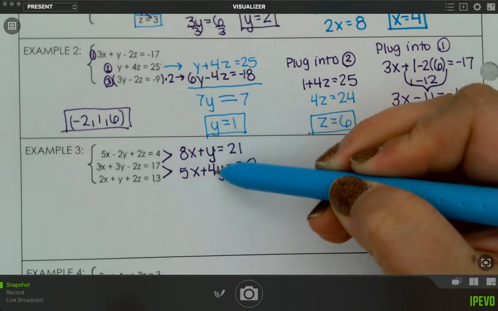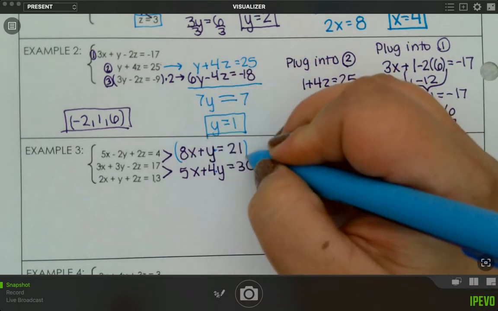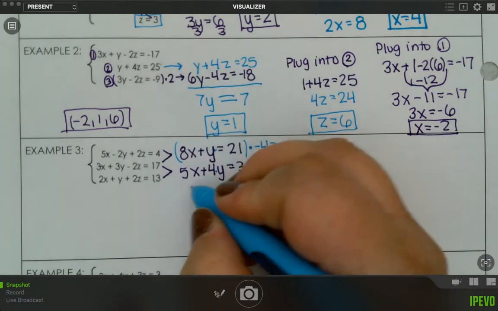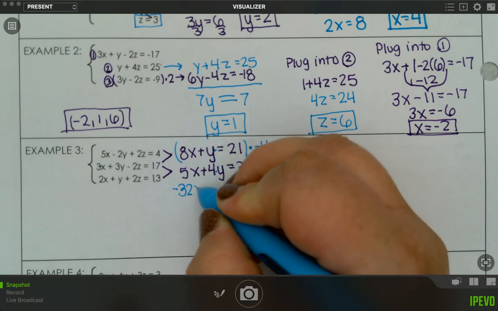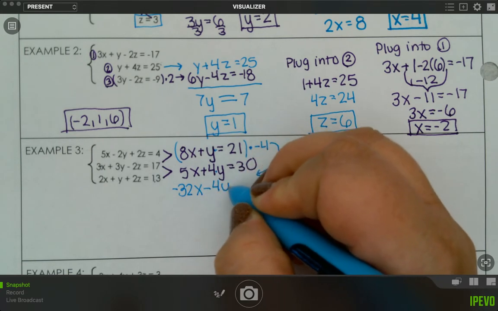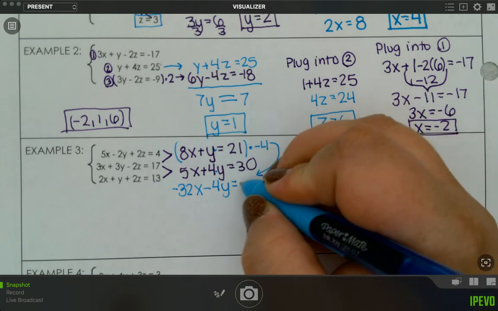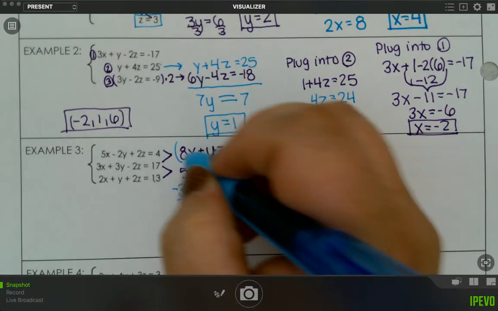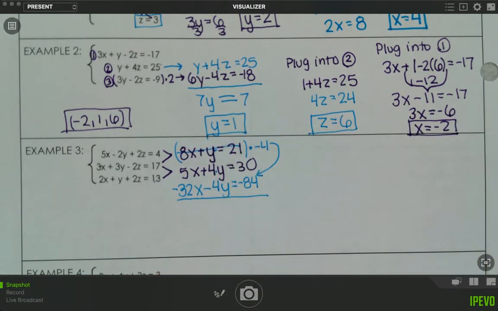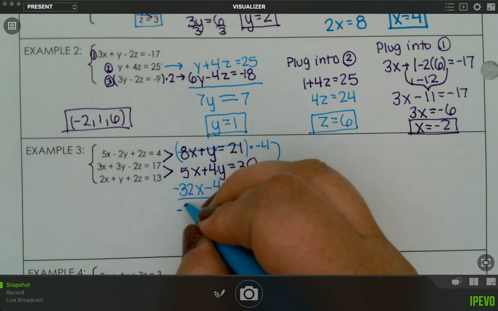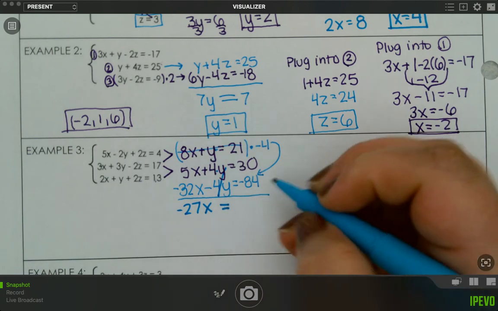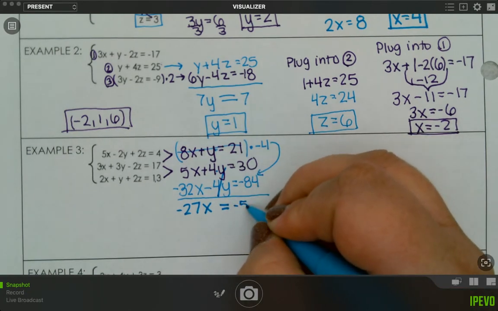So if we could make this 4 and negative 4, we'd be golden, which means I just need to multiply it by negative 4, which I'm going to go ahead and do and write it underneath. 8 times negative 4 is negative 32. 1 times negative 4 is negative 4. And 21 times negative 4 is negative 84. And then I'm going to cross this one out because I don't need it anymore. And I'm going to add these together. 5 minus 32 is negative 27. These cancel. 30 minus 84 is negative 54.